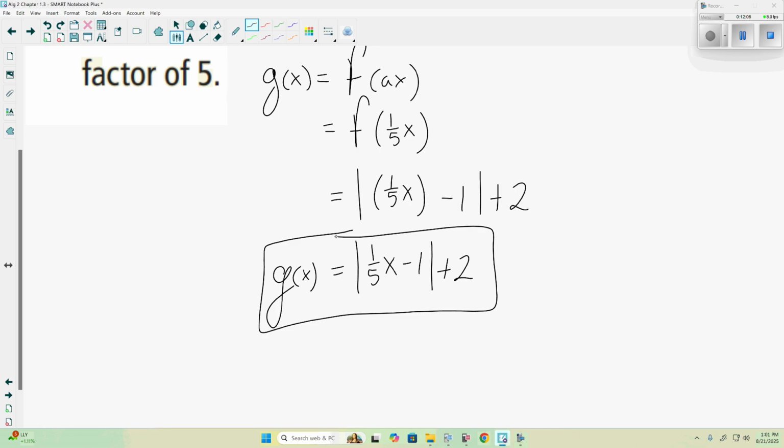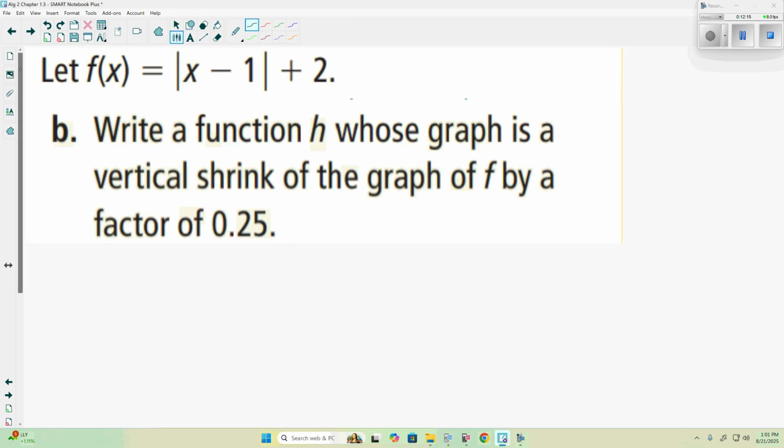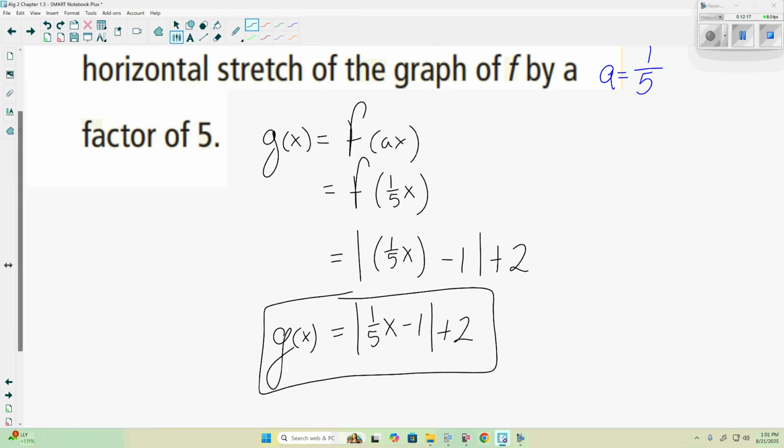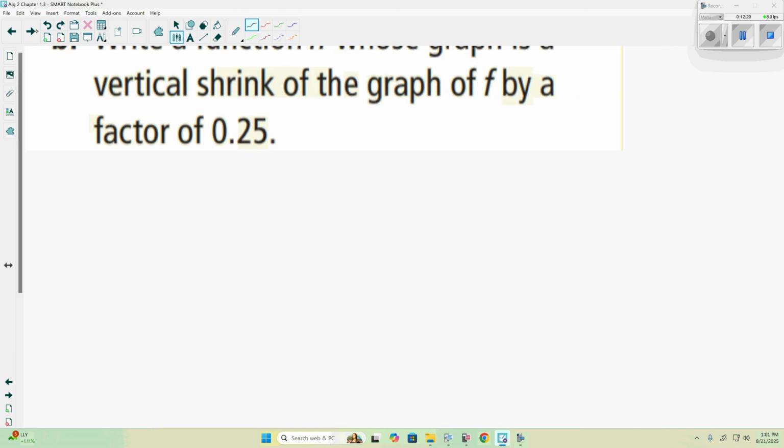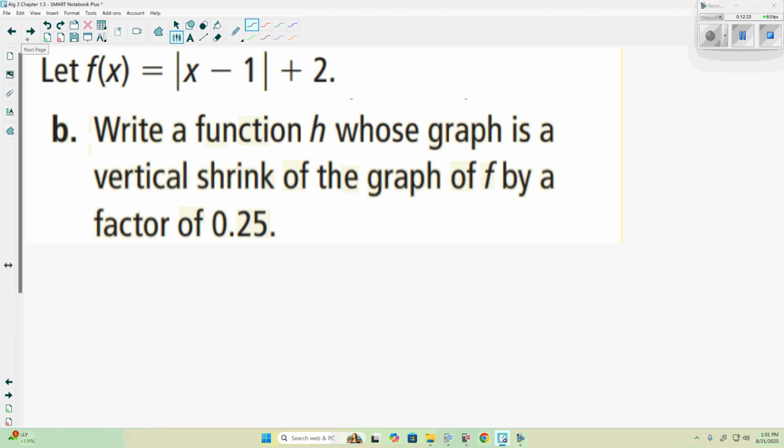Questions on this here? Able to get all that down? Questions on vertical stretch or shrink? You all feel good? Need to see one more? Okay. Yeah, because we've done 2 horizontal, 1 vertical. Write a function h whose graph is a vertical shrink of the graph of f by a factor of 0.25. So h of x is equal to a times f of x. What's the value of a?